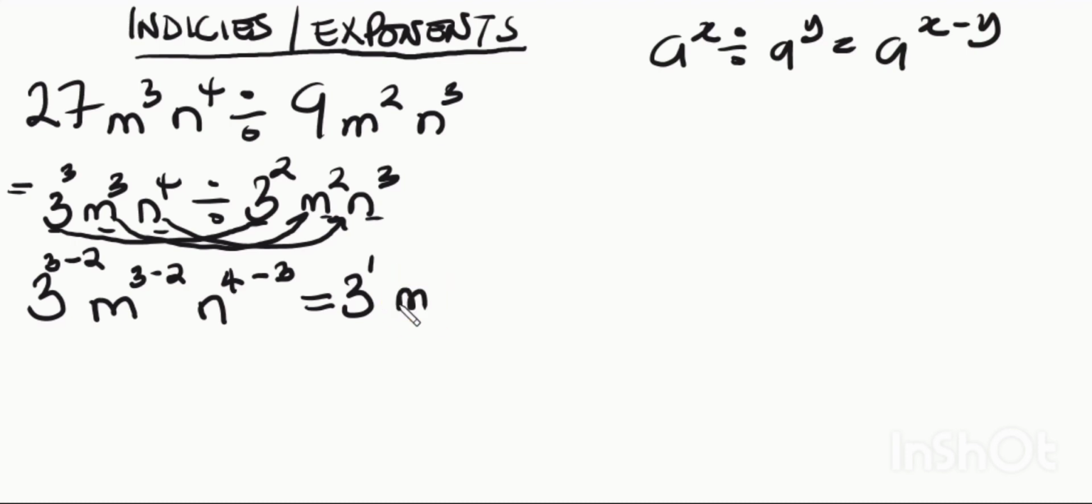3 minus 2 is the same thing as m raised to the power 1. 4 minus 3 is the same thing as m raised to the power 1. So finally this will give you 3 raised to the power 1 is 3, m raised to the power 1 is m, and n raised to the power 1 is n. Our final answer is 3mn, and that's very simple.